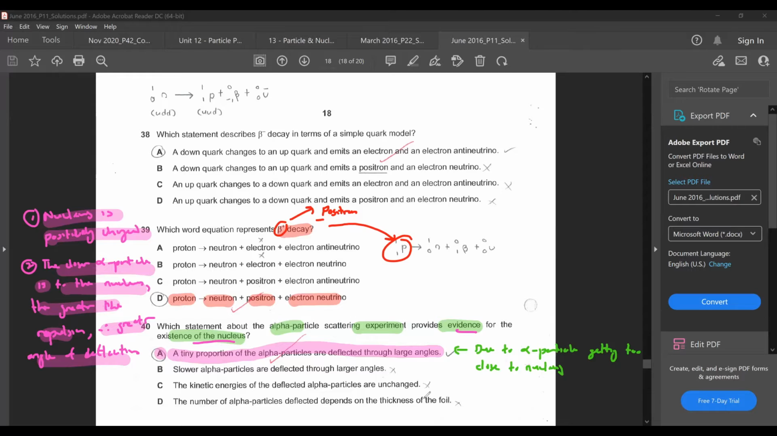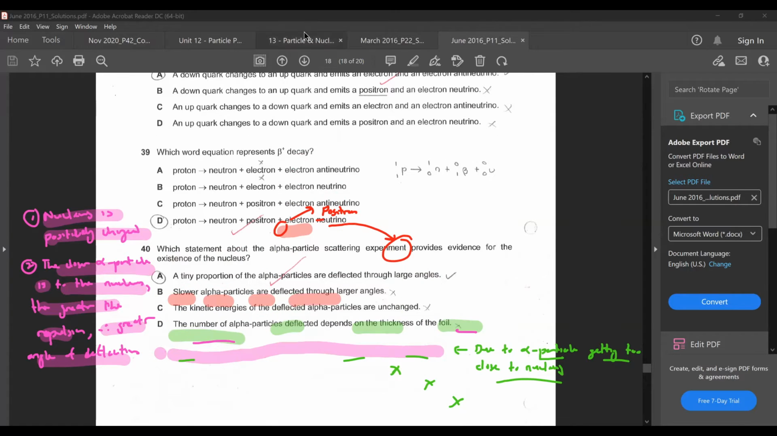Okay. Slower alpha particles are deflected through larger angles. This one doesn't tell me anything about the existence of the nucleus. Kinetic energies of the deflected alpha particles are unchanged. This one doesn't tell me anything. Number of alpha particles deflected depends on the thickness of the foil. It doesn't really tell me anything. These remaining three don't tell me anything sensible. So only A is sensible. A tiny proportion of alpha particles are deflected through large angles. This is due to the fact that your alpha particle got too close to the nucleus. Okay, so this one is okay.